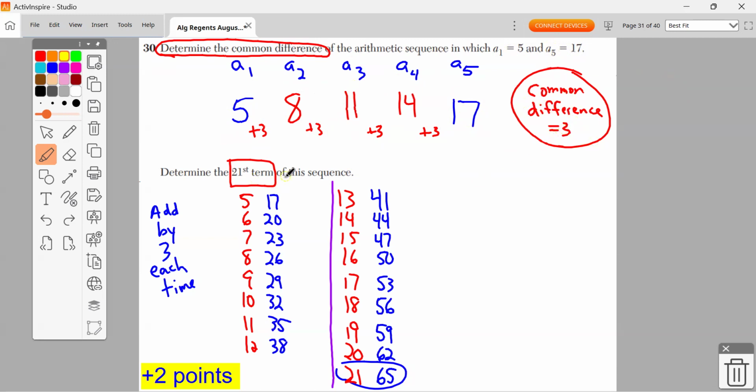Now determine the 21st term. You just figured out that you're adding by 3 each time. So just keep on adding by 3, adding by 3, adding by 3, adding by 3. Eventually you get to 65 as the 21st term.